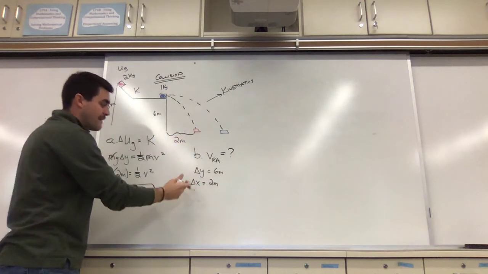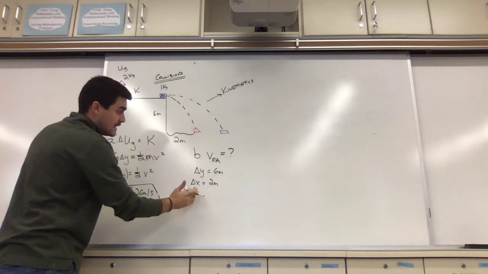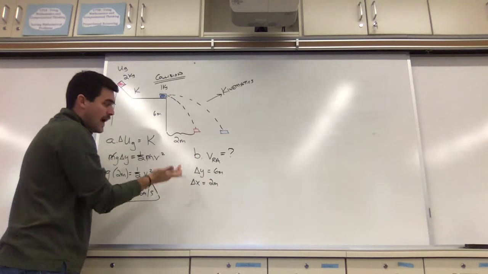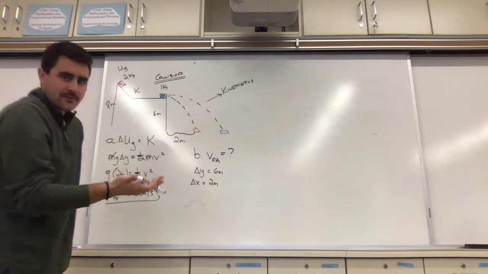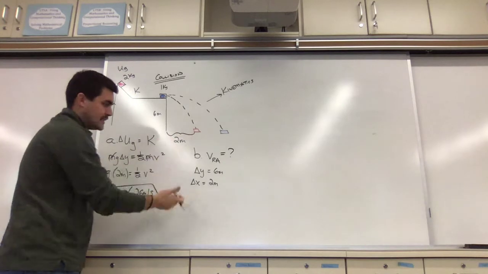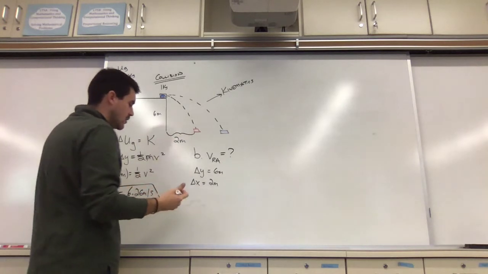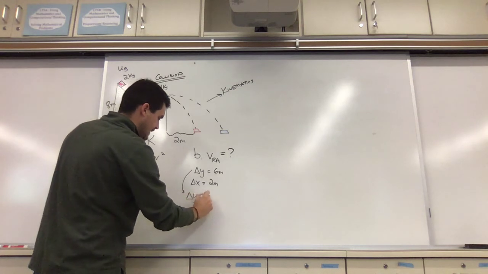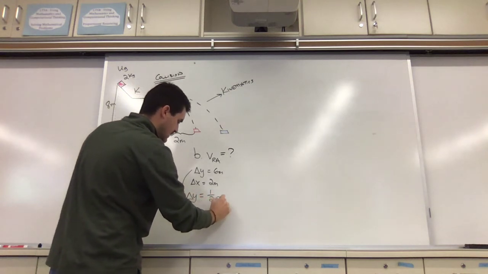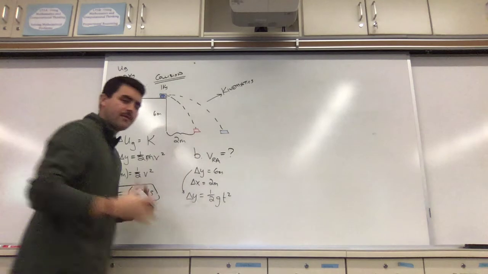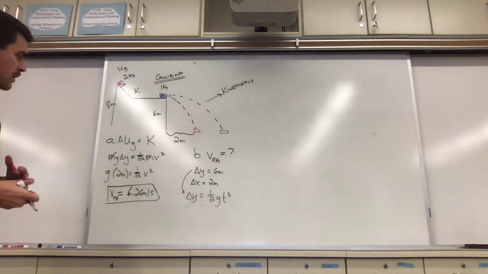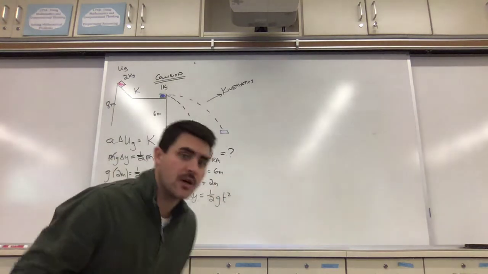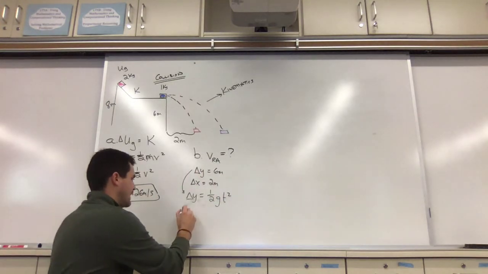To figure out how fast it's moving horizontally, I'm going to need to know how long it traveled, the time it traveled horizontally to cover 2 meters. I'm going to need to know time. So I'm going to take this delta y and say delta y equals 1/2 gt squared, one of our basic kinematic equations for an accelerating object. And I'm going to solve this out right now. So change in y is 6 meters.